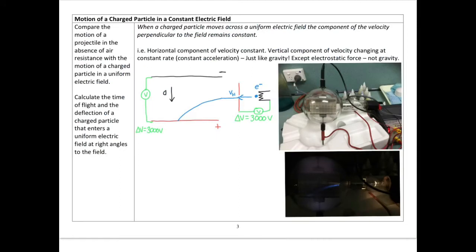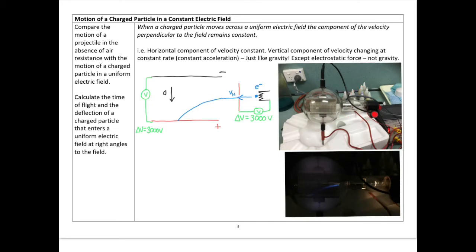So let's look at the motion of, in this case, an electron in a constant electric field. And some of you have seen this in the lab, and for the other guys who haven't, I'll show it to you when we catch up. What we have in the diagram here is a Teltron tube, which is what we use in the lab to look at the motion of an electric field.